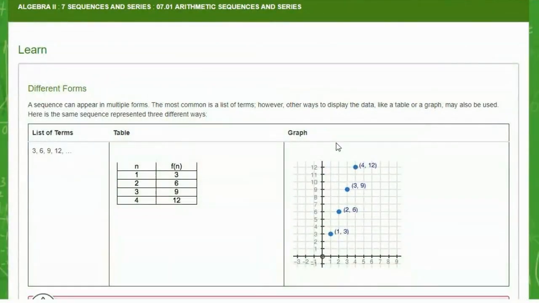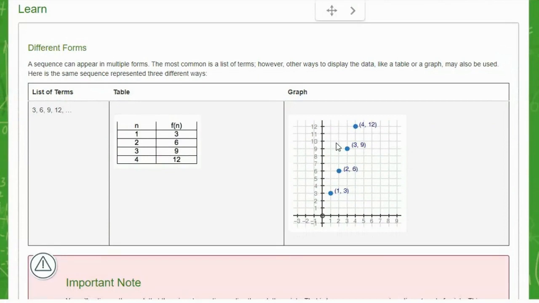Let's go to page 2 and dig more into this. All right. A sequence, this is important. A sequence can appear in multiple forms. We were just looking at a list of terms. The first term of the sequence is 3, the second one 6, the third term is 9, the fourth term is 12. But it could be in a table.